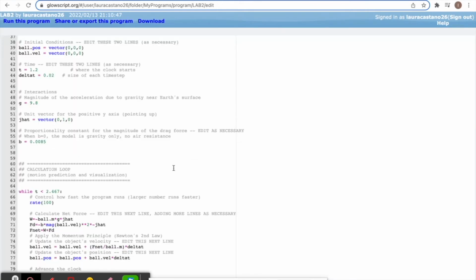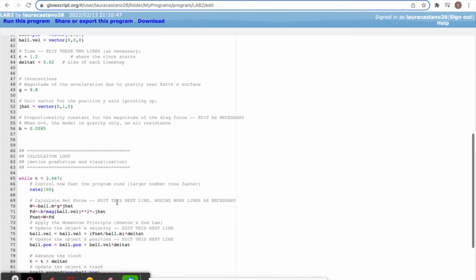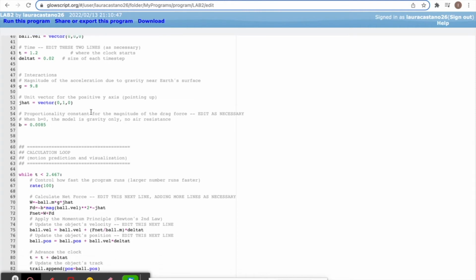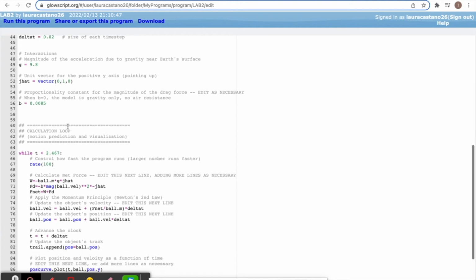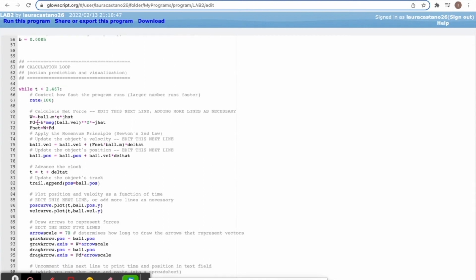Now we're going to consider also the drag force. The key difference in this code is that now we have the proportionality constant, which in this case is 0.0085, and it was obtained by trial and error until the position was the same as the observed position. And because we're now considering the drag force, which is equal to the proportionality constant times the magnitude of the ball's velocity squared times the unit vector, and because now we have two forces, we added the drag force to the F net.